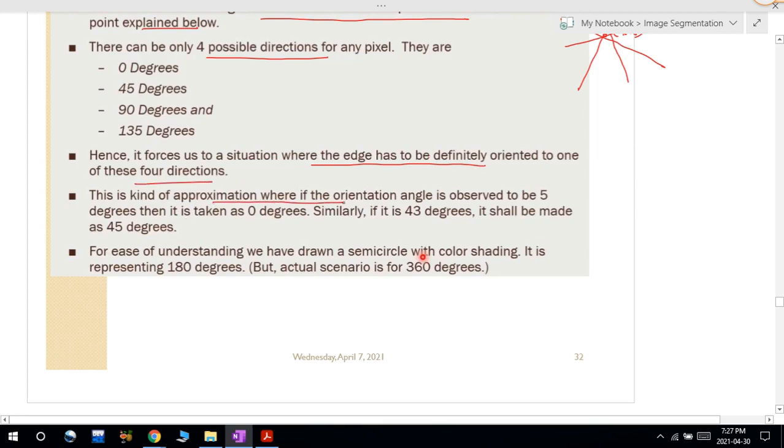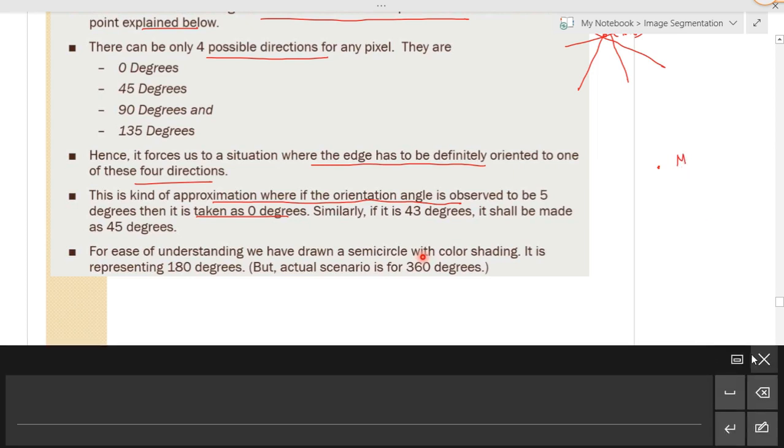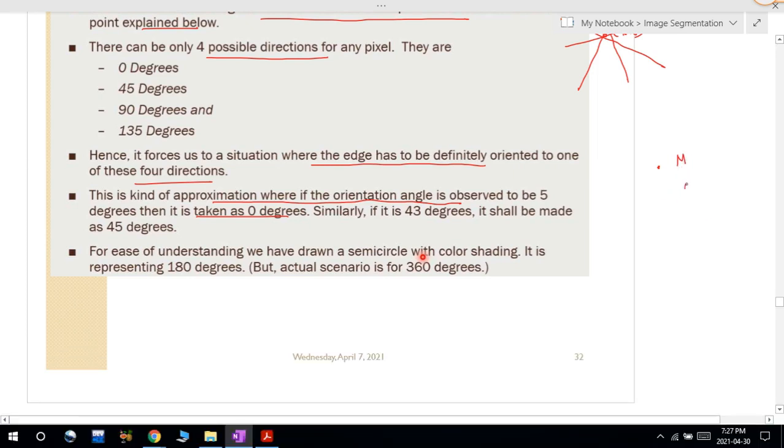This kind of approximation means that if the orientation of the edge is observed to be 5 degrees, then I can take it as 0. We will see. And for each edge point I will have two things: one is the magnitude, and another is the orientation. After finding the orientation by using the formula tan inverse of sy by sx, I will get some degrees. If those degrees are 0, then I can say this edge is in this direction. If the value is like 45, then I will consider this direction. Like this I will get the orientation.